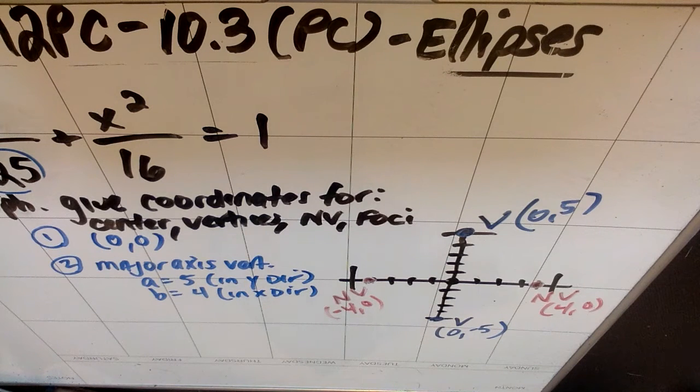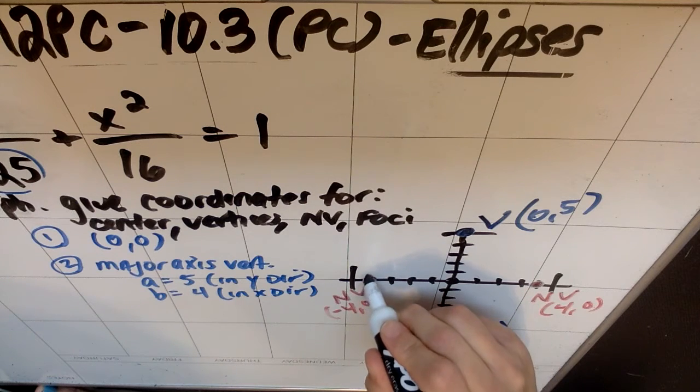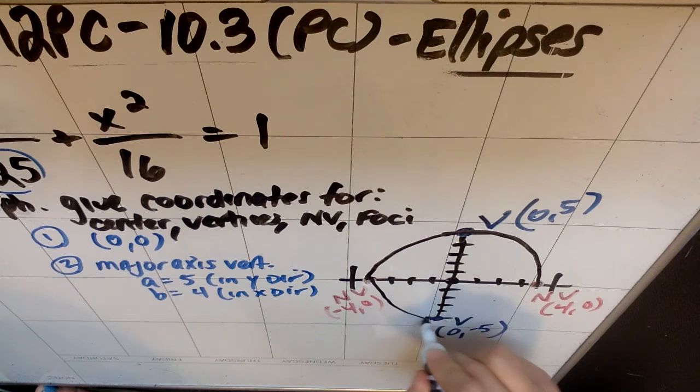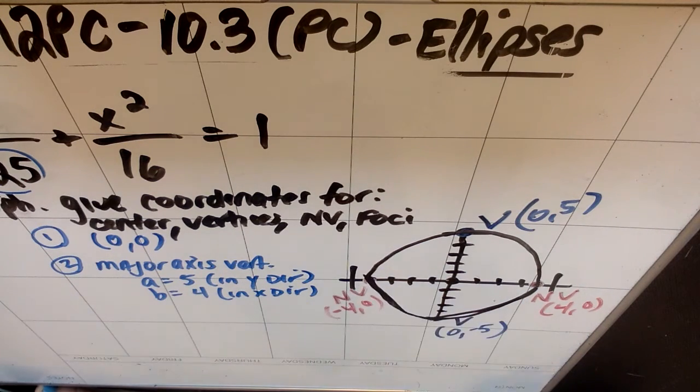And then in order to graph this, I just connect those dots, right? And I do my best, and you'll notice this is not circular, but it's a lot closer to circular than all the other ones we've seen, which makes sense because 4 and 5 are much closer together in number than, for instance, the last one we did, which was a 4 and a 2, and that was a bigger difference.